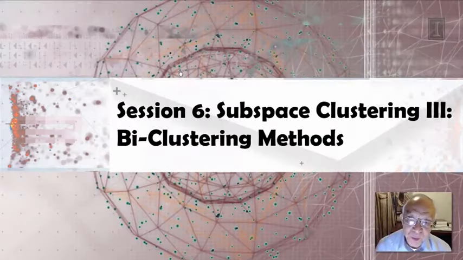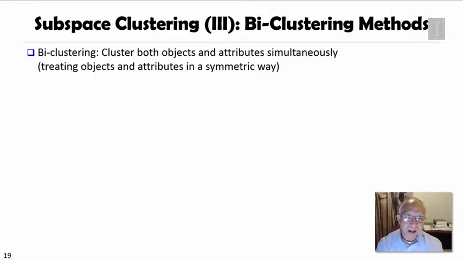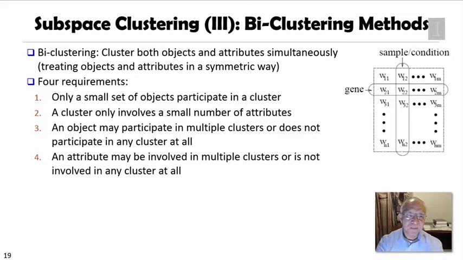In this session, we're going to introduce a third kind of subspace clustering methods called bi-clustering methods. What is bi-clustering? Bi-clustering is to cluster both objects and attributes simultaneously. That means we treat objects and attributes in a symmetric way. Let's look at an example.